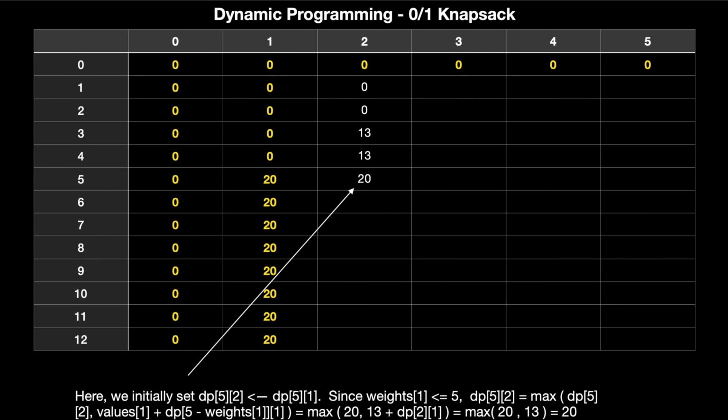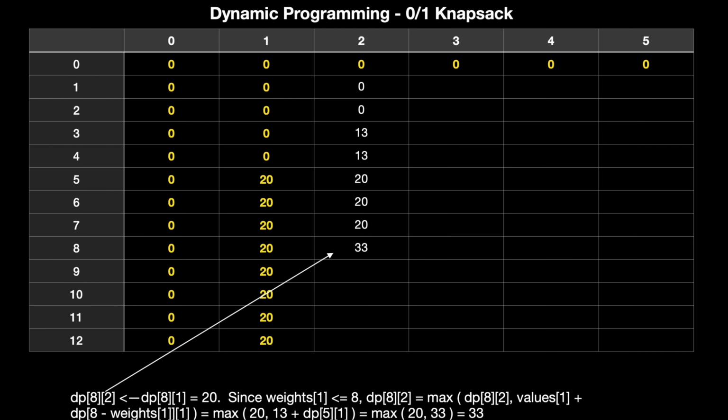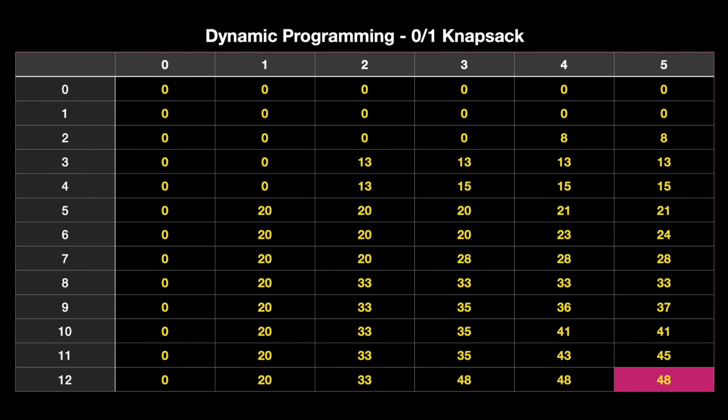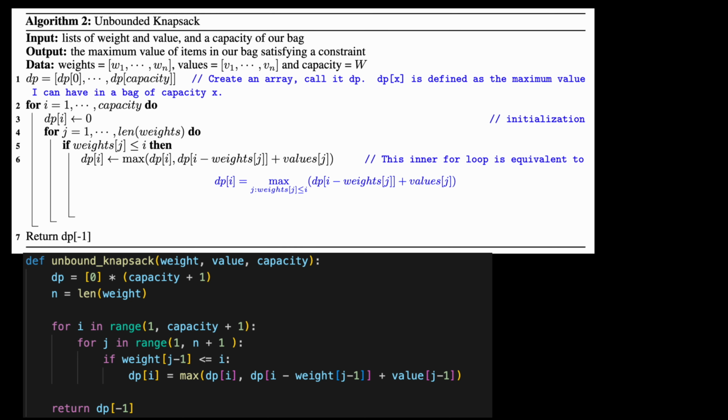The cell below, basically the same idea. We take the maximum of not picking the second item, or you pick the second item. Again, same idea. You take the maximum of whether you pick the second item or not, and then you get 33 by filling out this table, and you return that value. So dp of 12, 5. So 12, 5, that's 48. So that's the answer for today's video.